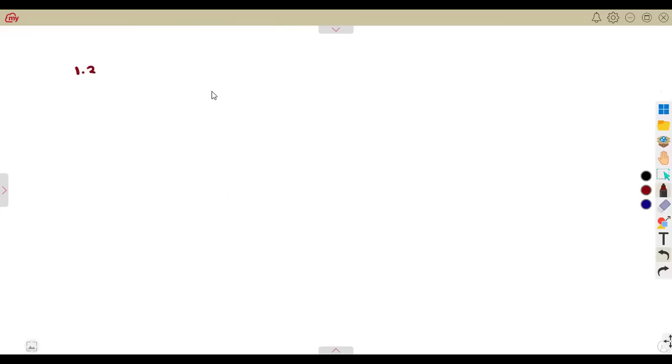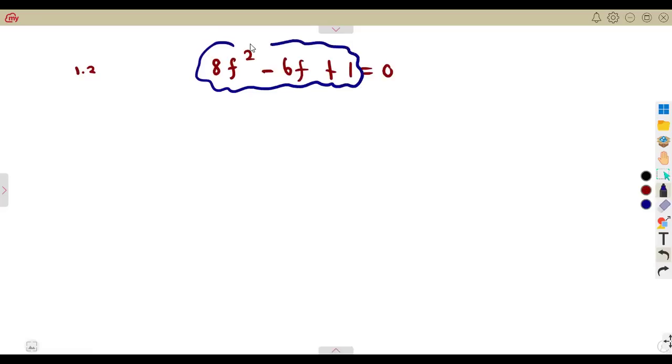So let us consider our equation, which was 8f squared minus 6f plus 1 is equal to 0. Remember, with factorization, you need to factorize this part of our quadratic expression. How you factorize is in your hands. How are you going to factorize that?